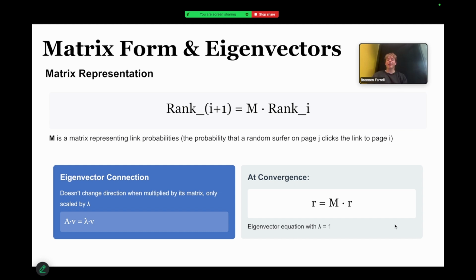As you can see, with the eigenvector equation, we have A dot v equals lambda dot v. The purpose of lambda is that it's only used to scale; it's a tool of magnitude and not a change of direction. At convergence, we have r equals M dot r, because once it converges past the threshold, the ranks are equal, whether it's rank sub i or rank sub i plus 1.